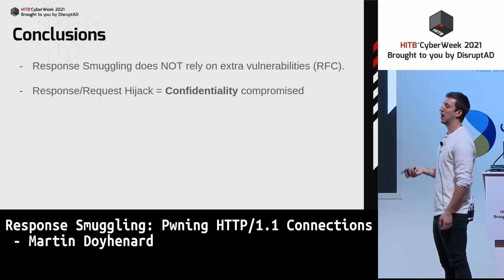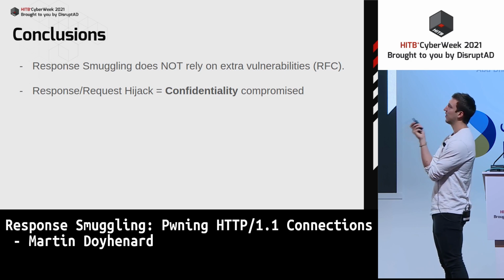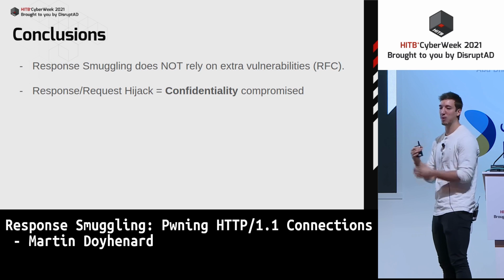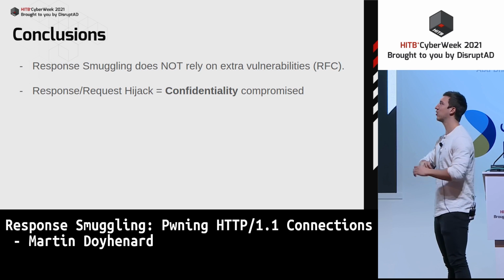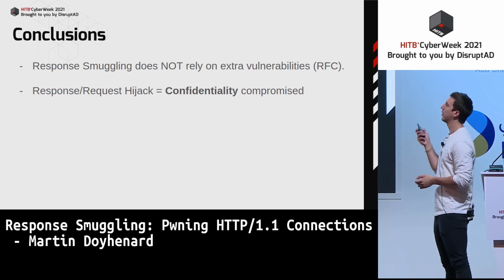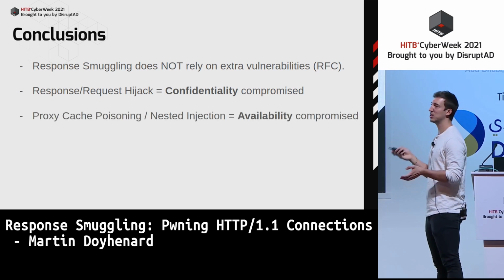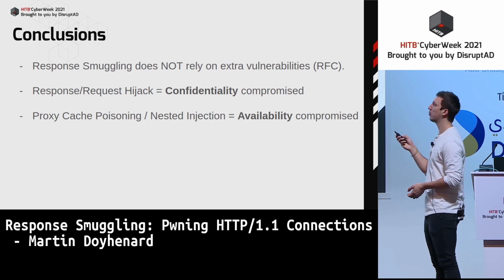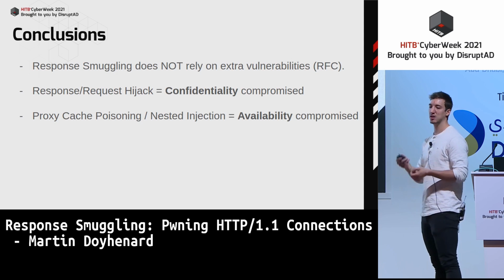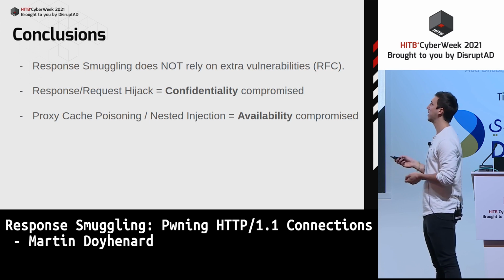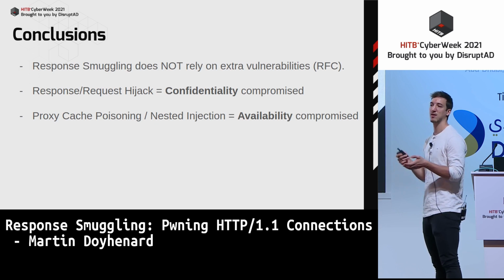Also, in this case, I will analyze how the scoring should be for this kind of vulnerability, and I will be able to perform response smuggling anytime I have an HTTP desynchronization vulnerability. So I don't need, as I said, any extra preconditions. And using response and request smuggling, I am able to hijack messages, so the confidentiality is completely compromised. I'm also able to poison the web cache or to inject nested responses that are invalid, so I'm able to compromise the availability by setting, for example, responses that say 404.